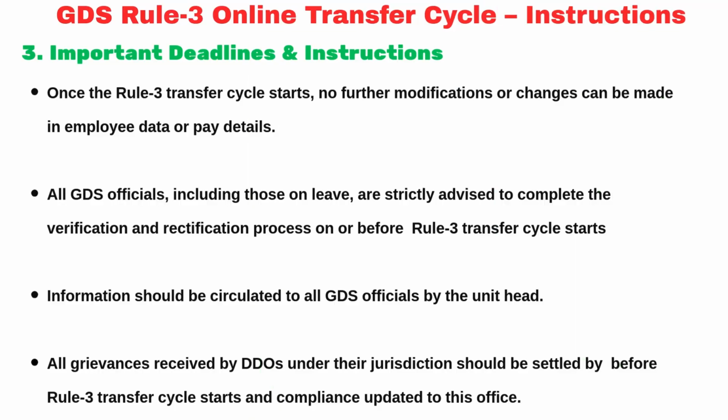3. Important deadlines and instructions. Once the Rule 3 transfer cycle starts, no further modifications or changes can be made in employee data or pay details. All GDS officials, including those on leave, are strictly advised to complete the verification and rectification process on or before the Rule 3 transfer cycle starts. Information should be circulated to all GDS officials by the unit head.